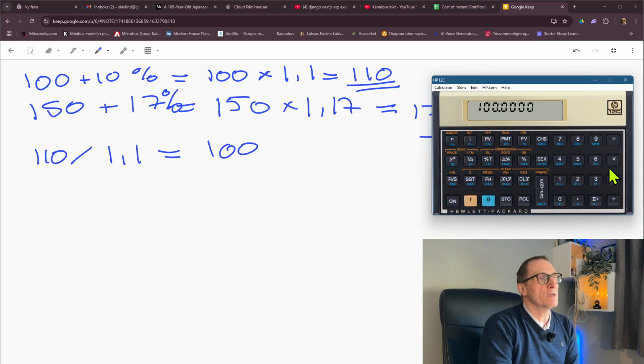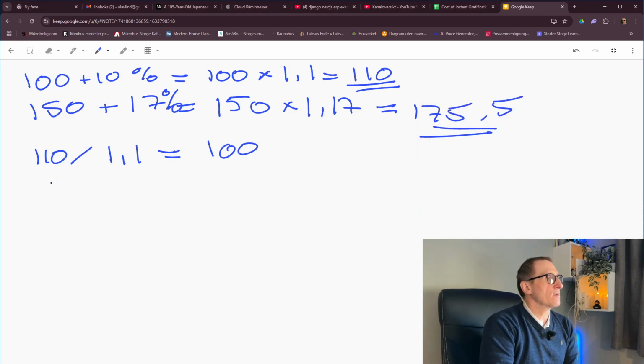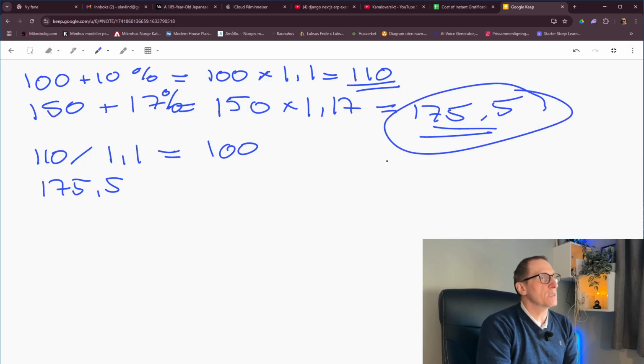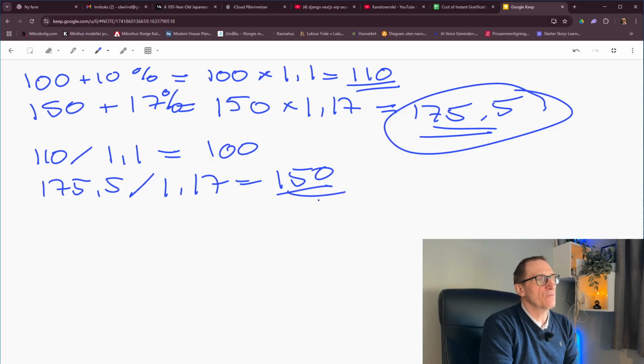1.1 divided, that's 100. And the same way, if I have 175.5 and I know that this number is including the 17%, I take it divided by 1.17, which equals 150.